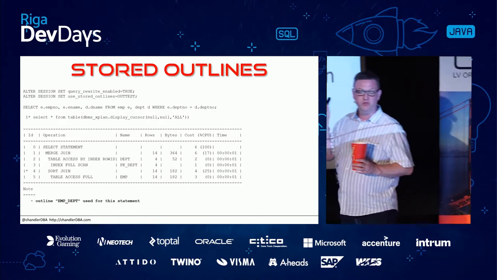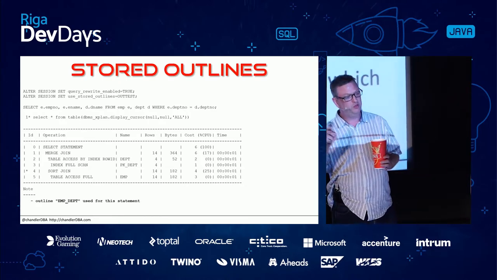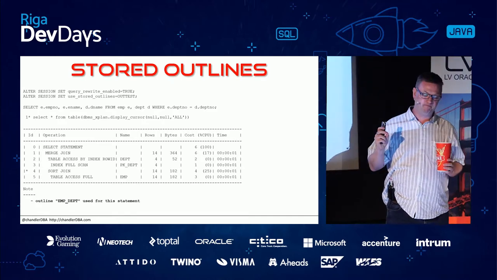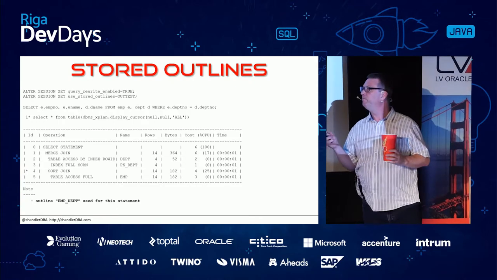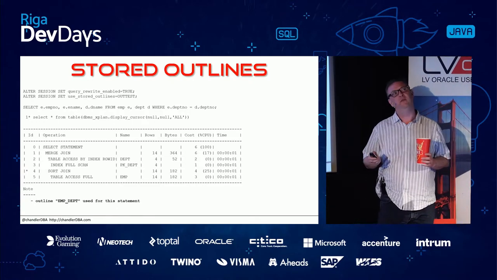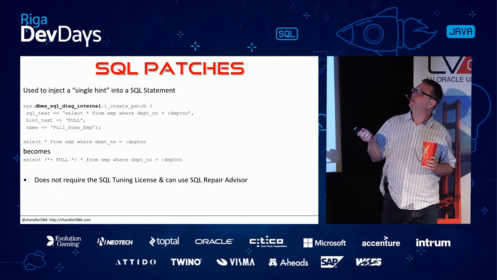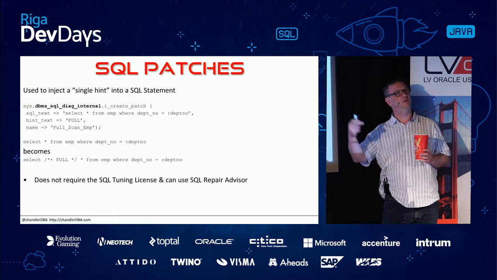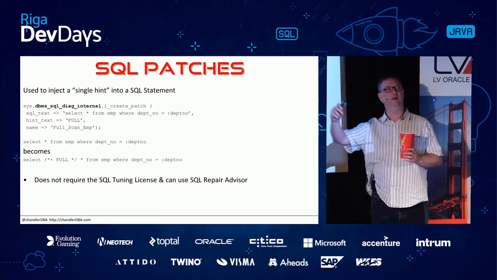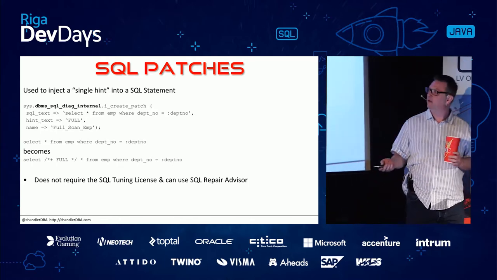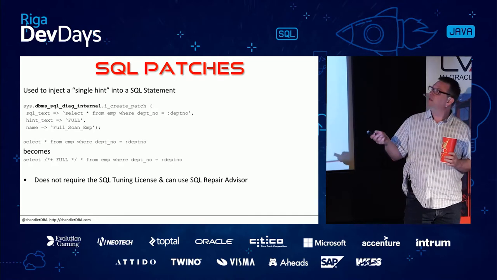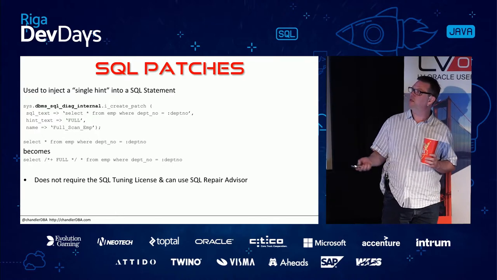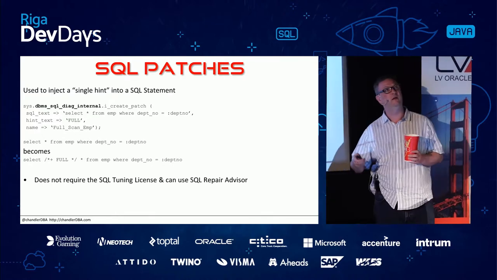Stored outlines were introduced a long, long, long time ago. And they try to convince the optimizer to use a particular path to get to the data. I'm not going to dwell on them. But basically, they attach a lot of hints to your SQL statement. So you've got your SQL statement, and these are a whole series of hints that the stored outline is going to try to attach to your SQL statement to try and force it to go down a particular path. And if we run our SQL with a stored outline enabled, we can see it's using a stored outline to try and force a particular access path.